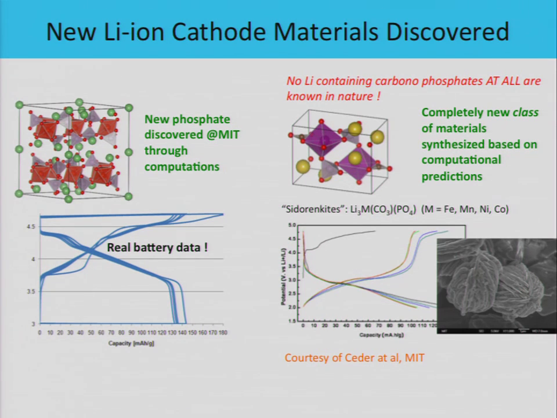This is a new vanadium phosphate, and this is sort of the real battery data. It has never been seen before in nature. It was designed by us. This is a whole class of materials that we call the siderenkites. They're lithium transition metal carbonophosphates. And again, if you talk to a battery chemist, they would look at that and go like, what? Because they have never seen a carbonophosphate being suggested as a battery material, but they do work.